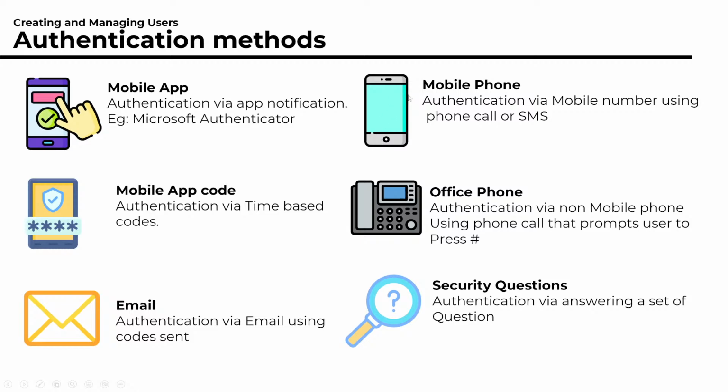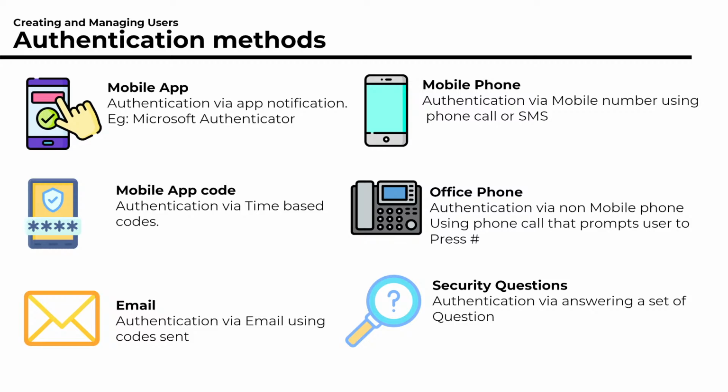And the next thing we have is authentication through the mobile phone. The user can authenticate through the mobile phone using a phone call or an SMS. When the user is trying to log in to the application, he will get the OTP in an SMS or in a phone call. The user just needs to enter that OTP in the application, and he will be able to log in if the OTP entered is correct.